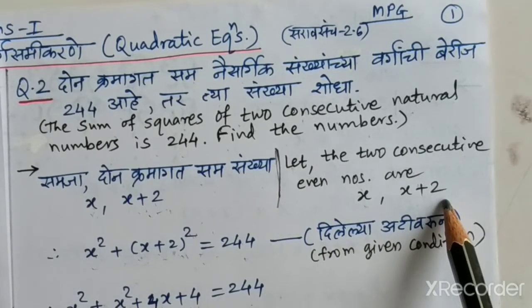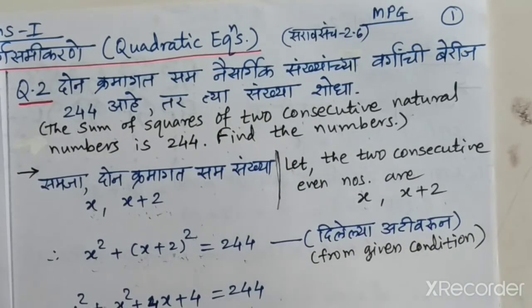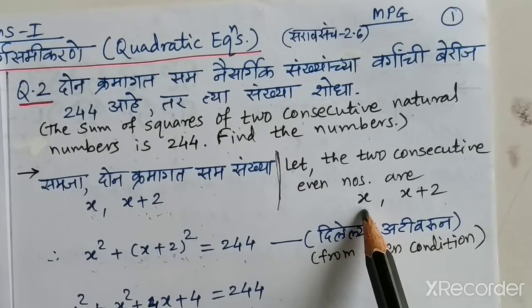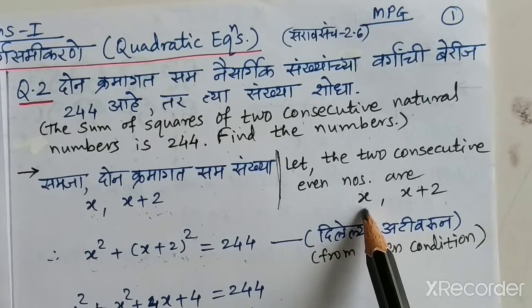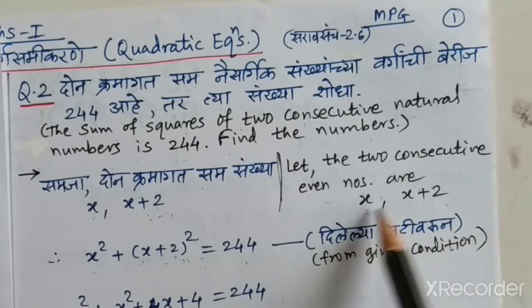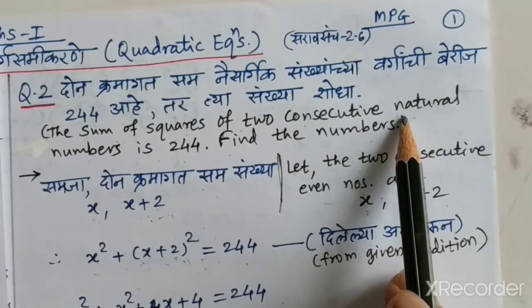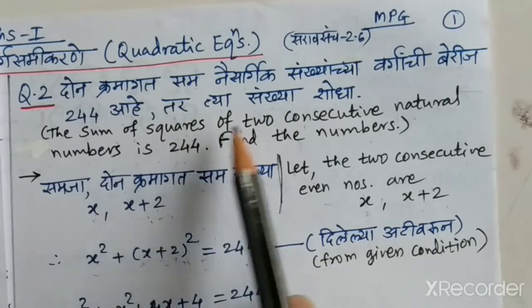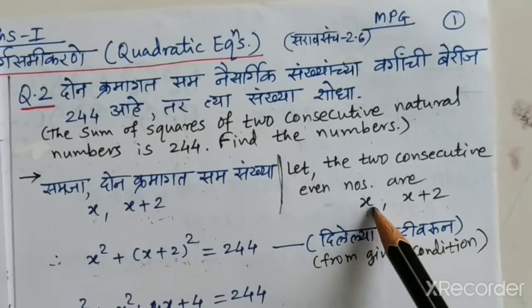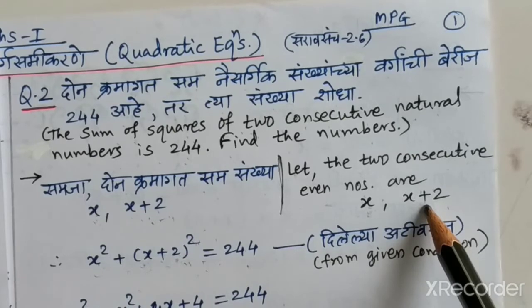We know that the even numbers are 2, 4, 6, 8, and so on. So there is a gap of 2 between two consecutive even numbers. If the first even number is x, then the next consecutive even number will be x plus 2. So the two consecutive even numbers are x and x plus 2. Now from the given condition we will form the quadratic equation. The sum of squares of the two numbers is 244, so we have to take the sum of squares of these two numbers.